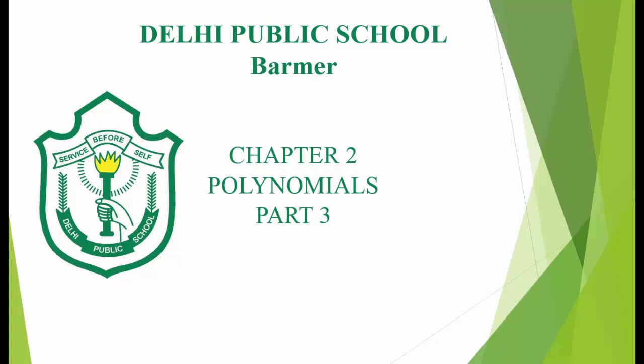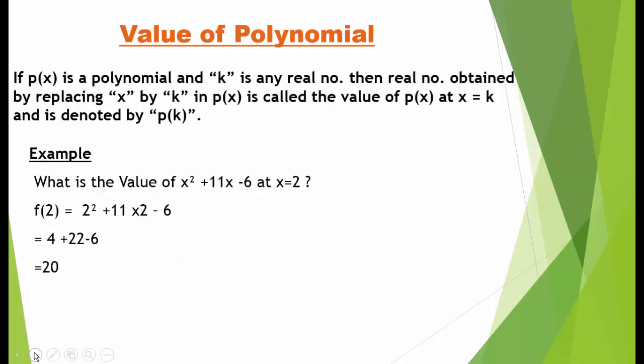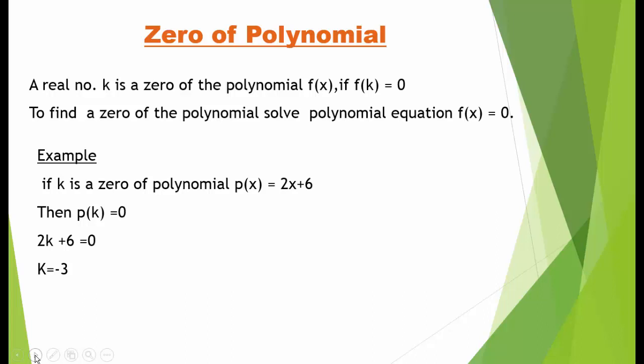In the last class, we discussed value of polynomial and zeros of polynomial. Value of polynomial means if we replace any variable in the polynomial, then the real value which we obtain by replacing is known as value of polynomial. And zero of polynomial means the real number at which the value of polynomial is zero.